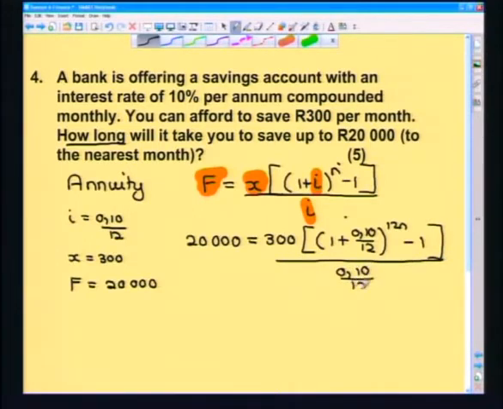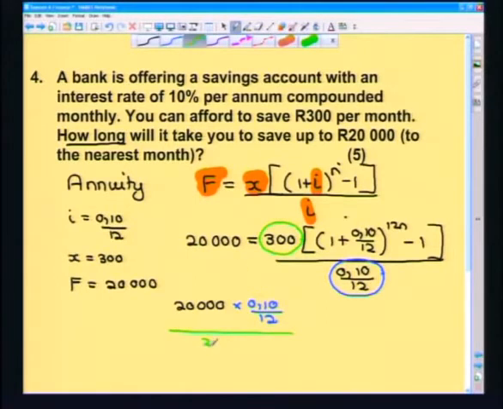Right, so now what we're going to do is we're going to unpack this actual equation until we're ready to put it into the calculator. We can work bit by bit, but I think it's quite easy to unpack it. So what we're going to do is we're going to say 20,000. And the first thing I'm going to unpack is this. I can multiply across by that, giving me that. The next thing I'm going to unpack is this, because I can divide by that. And then the last thing I'm going to unpack is this, which I can add on this side, equals, in this case, 1 plus 0,10 over 12 to the 12n.